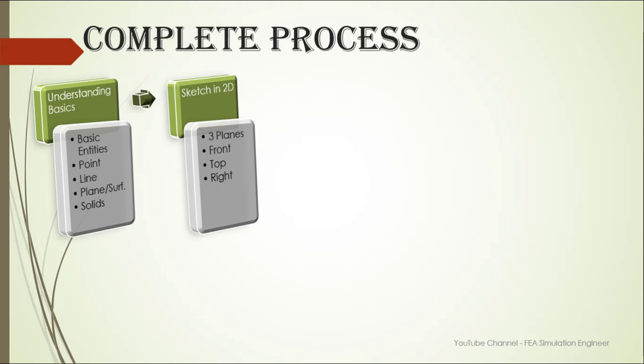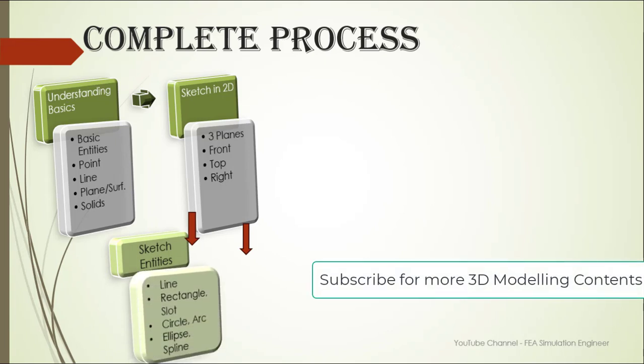Okay, so here I will explain the three planes in our next slide. There will be three planes: front, top and right. By using the three planes we can model any geometries. Sketch in 2D will have basic sketch entities like rectangle, line, slot, circle or arc, ellipse and spline. By these basic entities we can easily do any 2D geometry.